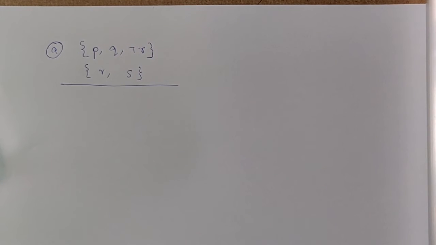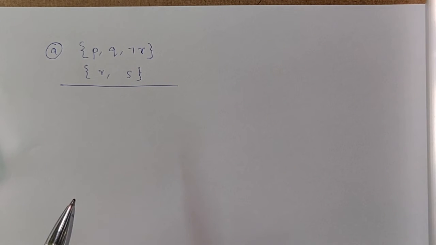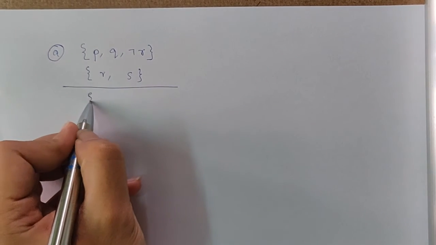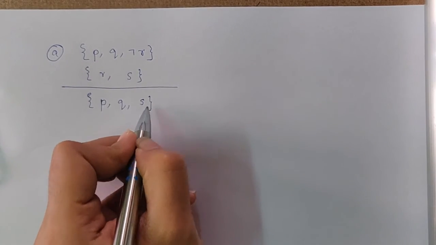apply propositional resolution. Which is the literal in the two premises, in the two clauses in the premise, which are appearing in negation and in the literal and its negation form, the R and not R. So the conclusion will be P, Q, S.